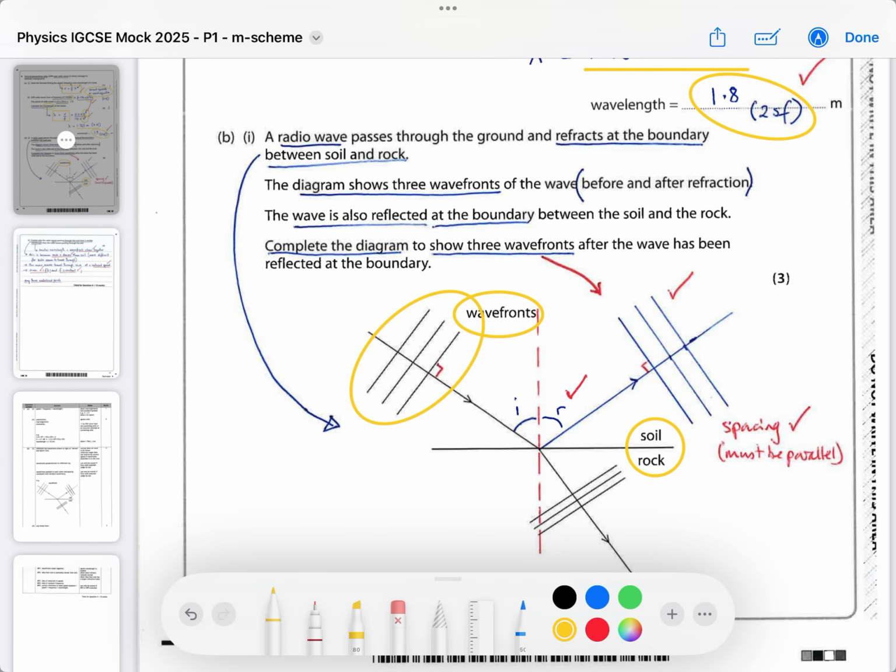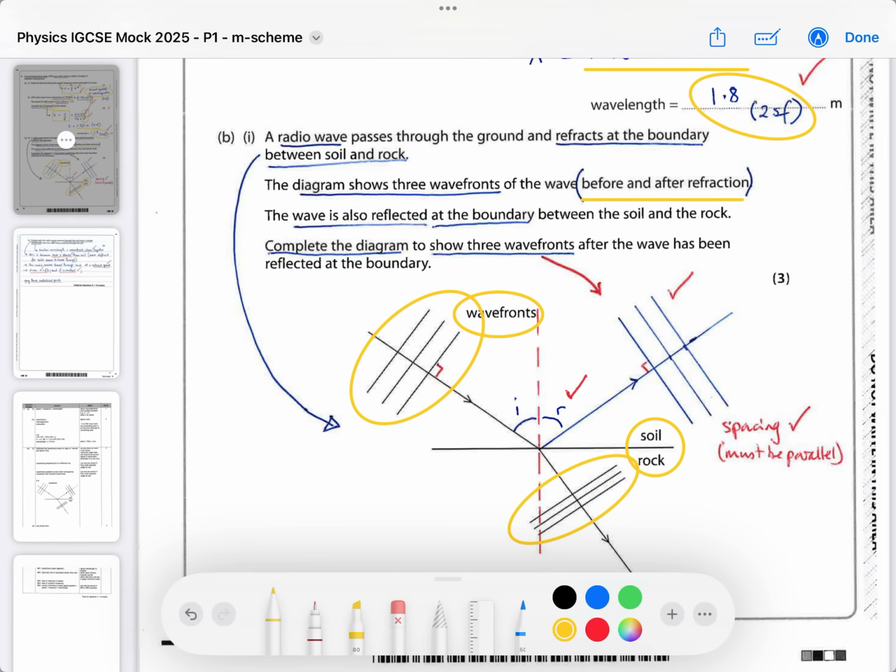The helicopter view, if you like: if you're looking at water waves, they will be the waves seen from above if you're traveling in a helicopter. So you could assume that they are the peaks of the waves. You can see the 3 wavefronts of the wave before and after refraction. They've shown them before, the ones I just circled, and after in the rock, you can see the wavefronts get bunched up, which will be the next part of the question.